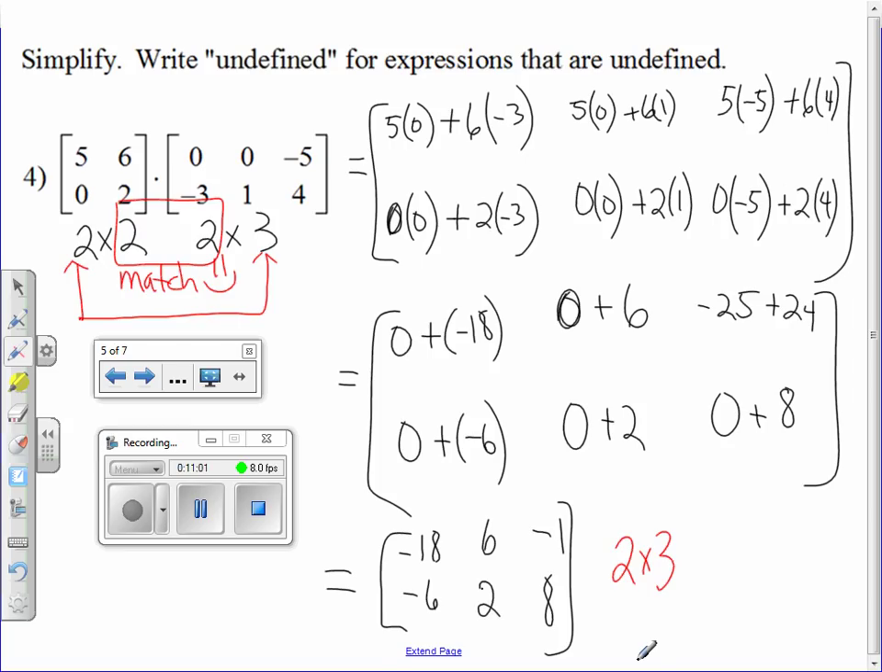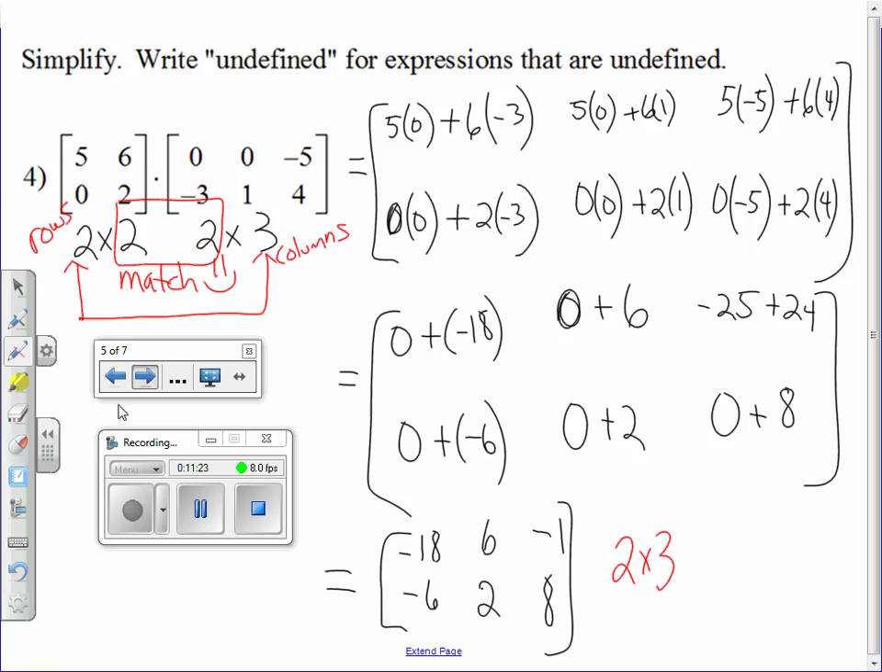See? So if you have a match with the middle two numbers, the numbers on the back end and the front end will tell you what size matrix you should end up with. We should have 2 rows and 3 columns, which we did. That makes sense. All right, next example is for you. Have a go with it.